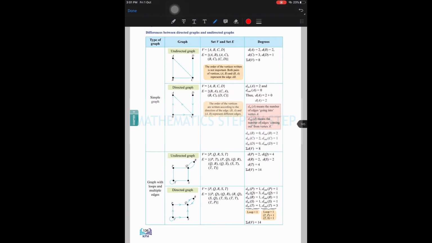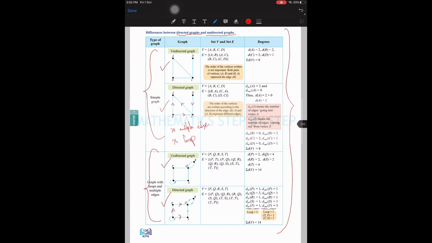So now, from this table, we will learn about the differences between a directed graph and undirected graph, okay? So this is undirected, this is directed because there are arrows here, okay? Then this is undirected, this is directed because there are arrows here, okay? But we can see these two are simple graphs because there is no multiple edge and there's no loop. But in here, there's multiple edge and loop, okay?